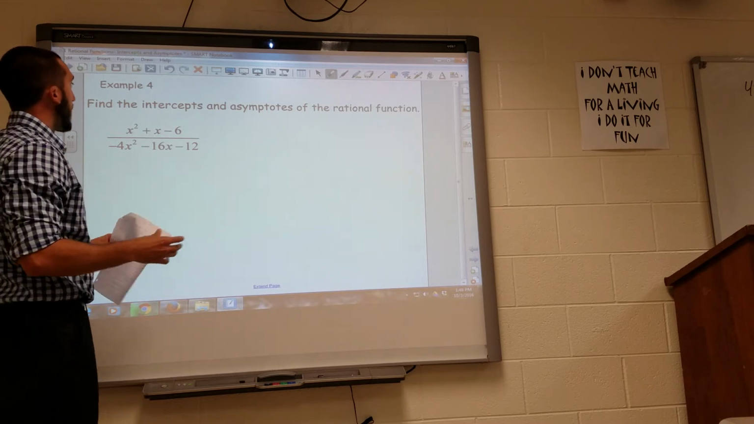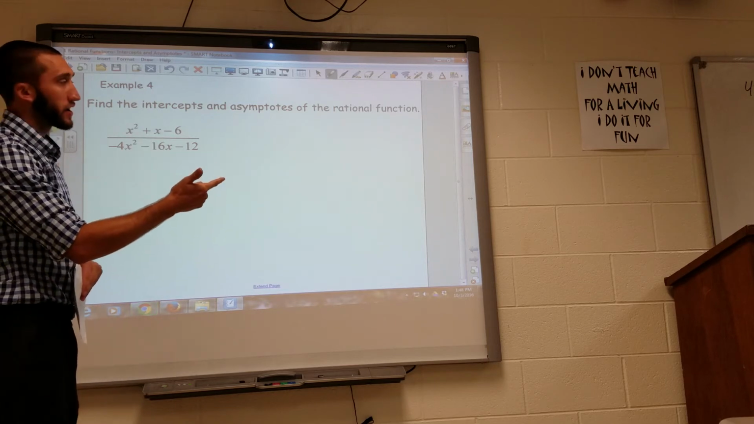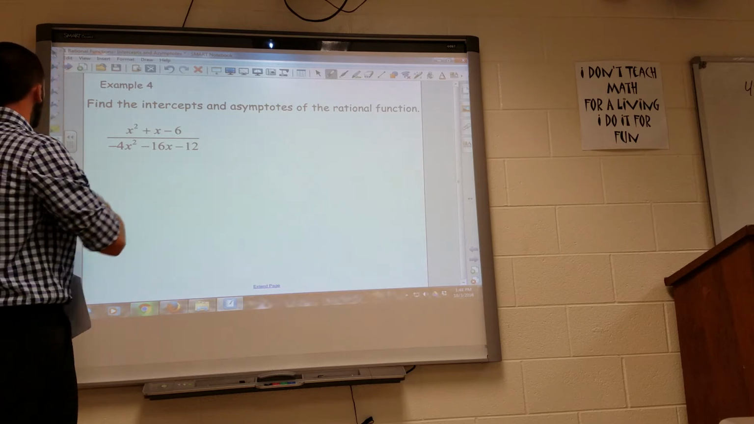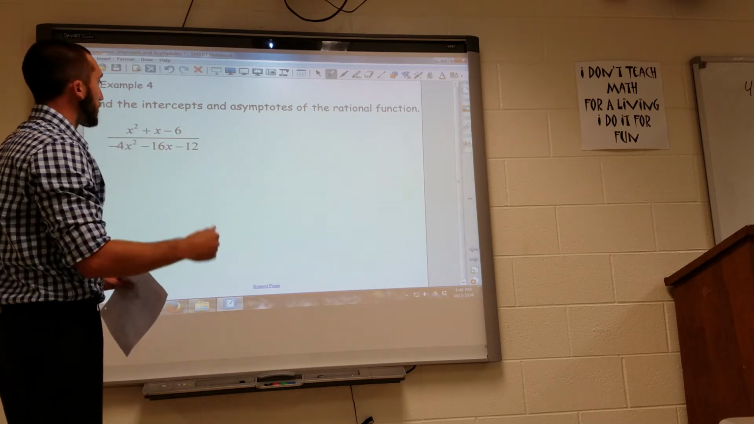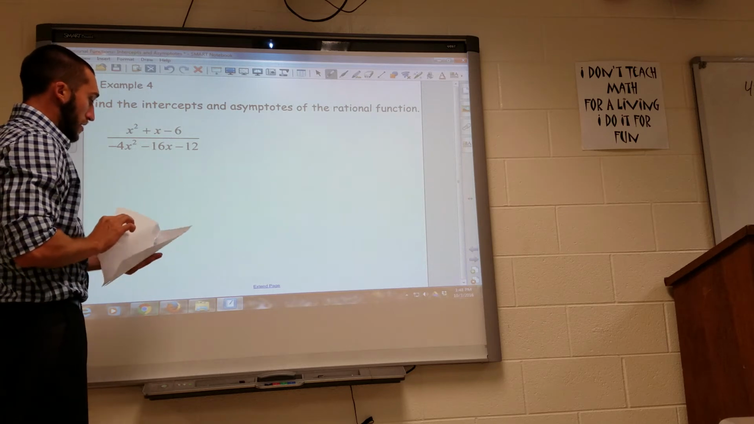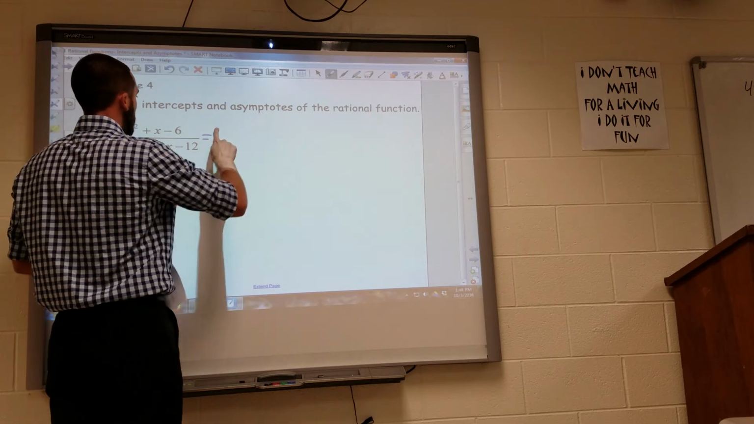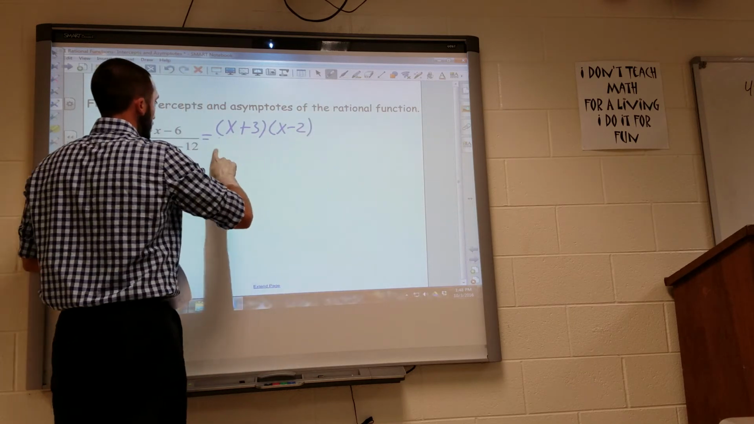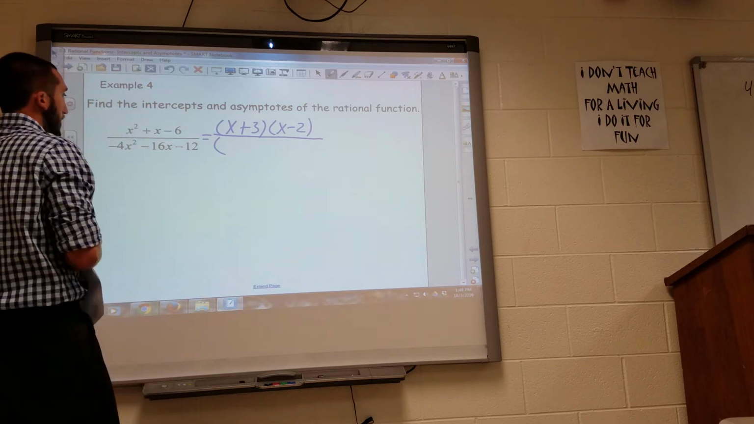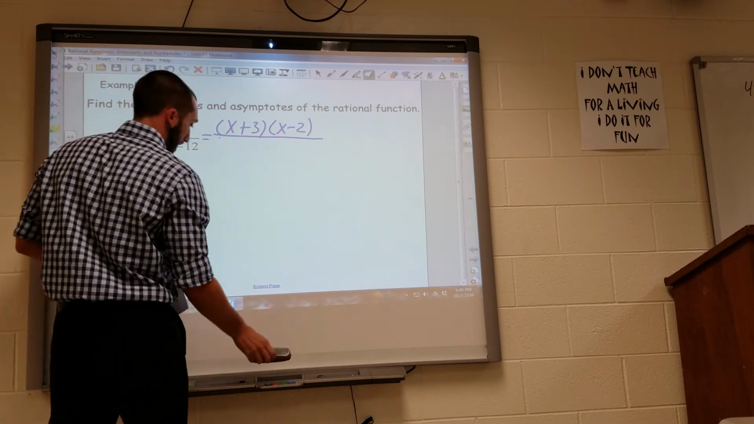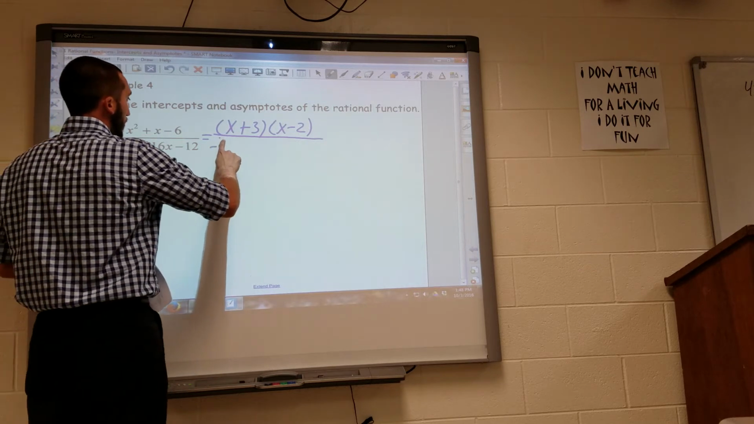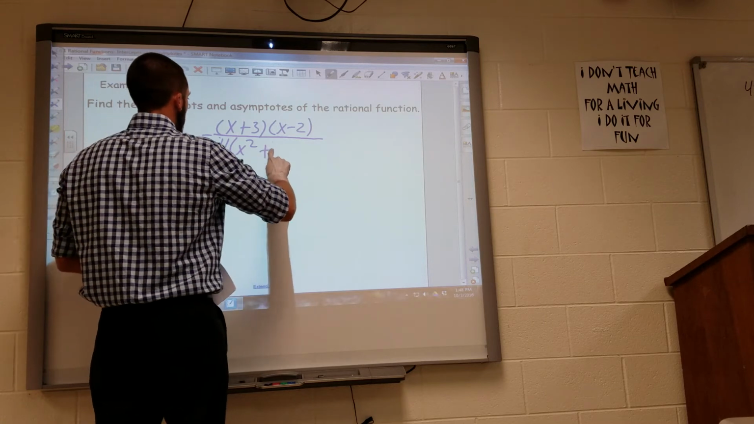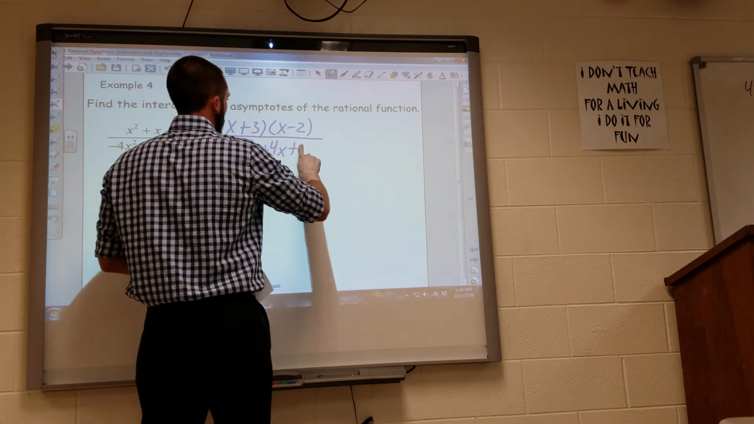where we want to find all the intercepts, x and y intercepts, and then all the asymptotes, so vertical and horizontal asymptotes. First thing you want to do in every single one of these rational functions problems is to factor. So we get x plus 3, x minus 2. That's what the numerator factors into. And let's see, the denominator, let's pull a negative 4 out. So that leaves me with positive x squared, positive 4x, positive 3.